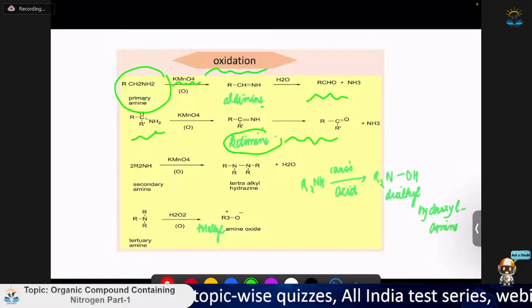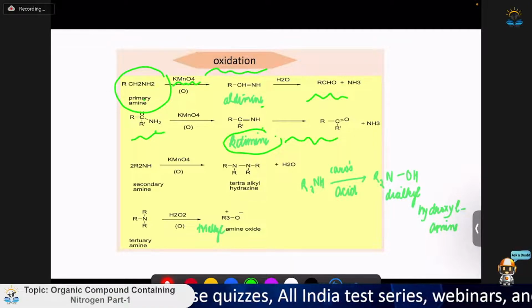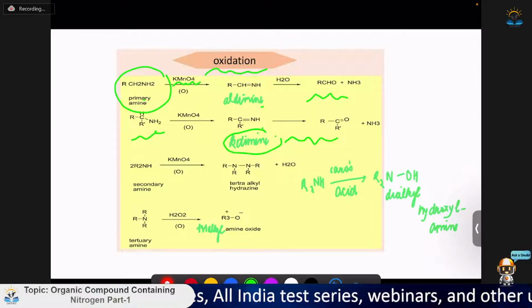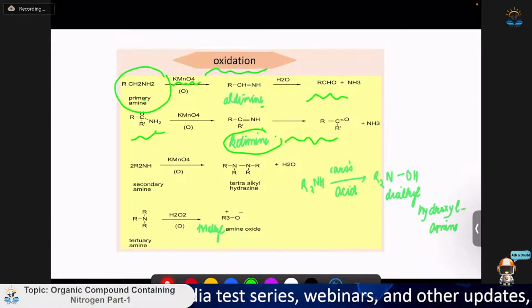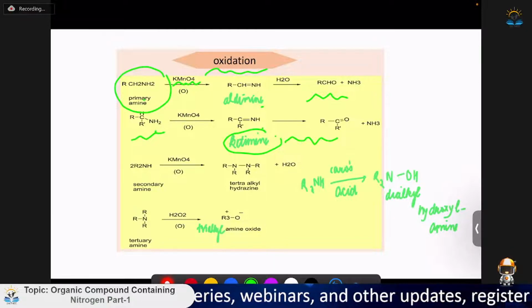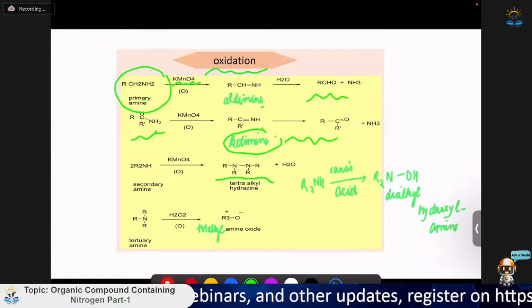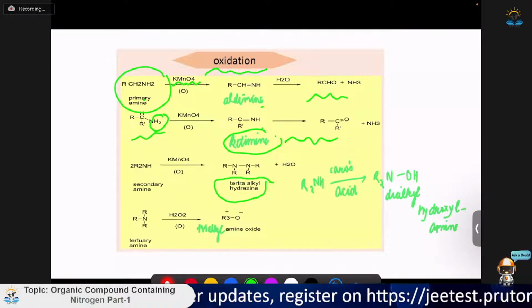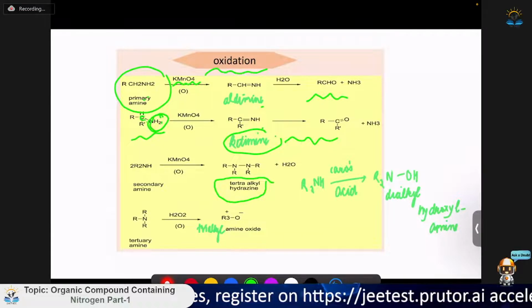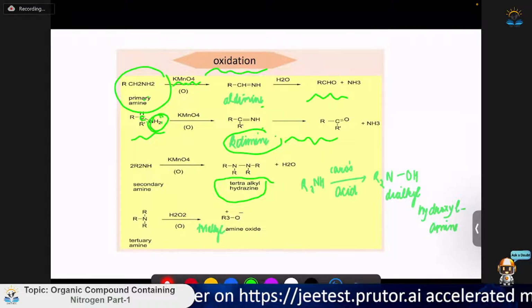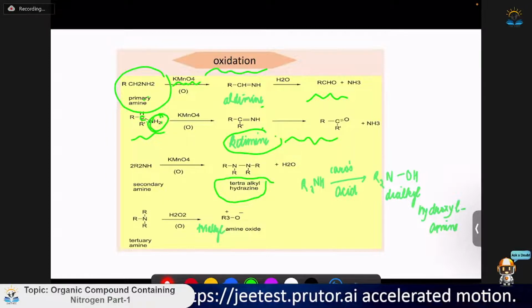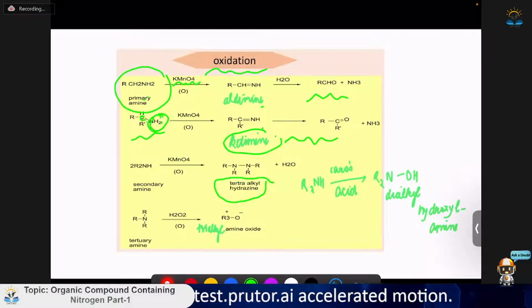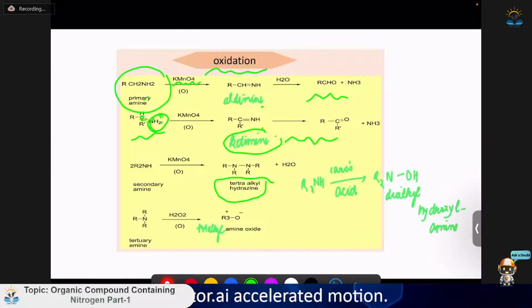Now what happens when there is a secondary amine treated with KMnO4? It will form tetraalkyl hydrazine. It was a primary amine. So in case of primary amines, it depends upon the group that is attached with the primary amine. So in case of oxidation of primary amines only, we can get aldehydes and ketones. In case of secondary amine, what happens? This is a secondary amine, so it will dimerize to form tetraalkyl hydrazine.